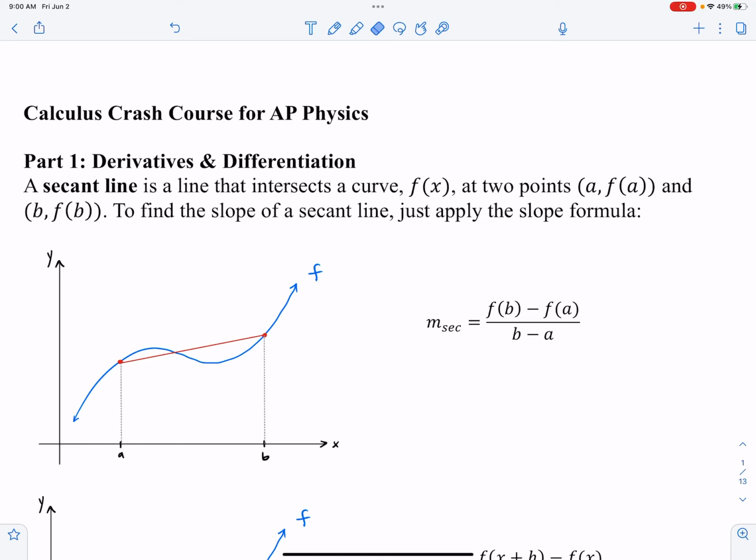Hi there, this is the Calculus Crash Course for AP Physics, and this is going to be part 1 of 3, and we are going to, in this section, talk about derivatives and differentiation.